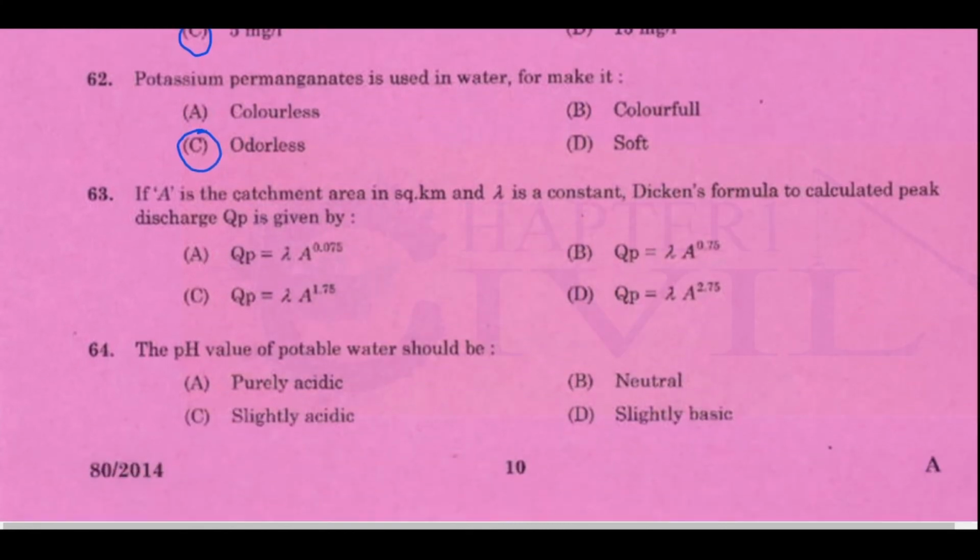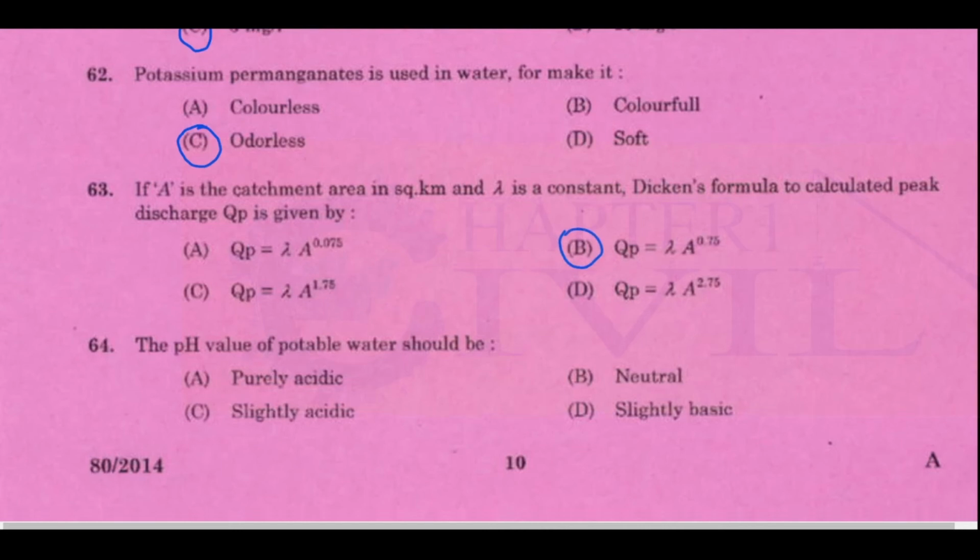Question number 63. If A is the catchment area in square kilometer and lambda is constant, Dickens' formula to calculate peak discharge QP is given by QP equal to lambda into A raised to 0.075, QP equal to lambda into A raised to 0.75, QP equal to lambda into A raised to 1.75, QP equal to lambda into A raised to 2.75. Correct answer is Dickens' formula is QP equal to lambda into A raised to 0.75.